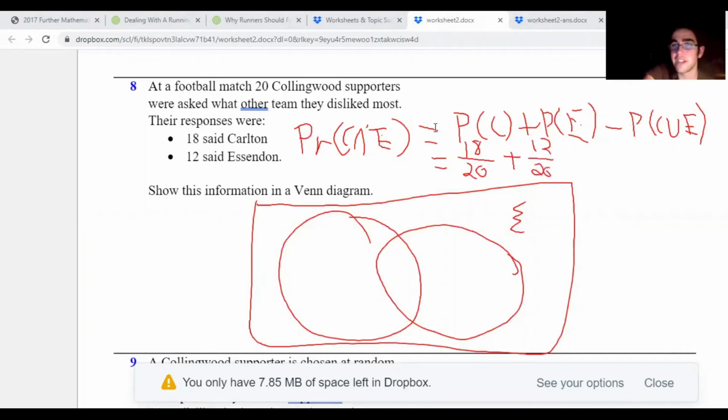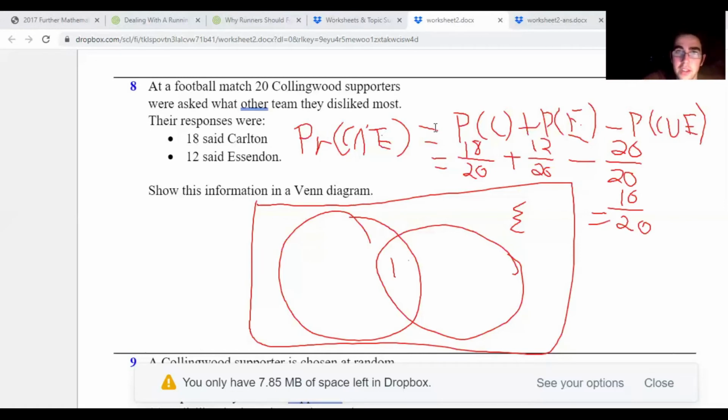Now, the harder part is recognising what the probability of Carlton or Essendon will be. Essentially, what you need to realise is that none of these responses said that they didn't like either of them. That's really important to know, because that means the total who dislike Carlton or Essendon is 20 out of 20. So therefore, we're actually going to take away 20 over 20, and by doing so, we can find out that there's 10 out of the 20 that dislike Carlton and Essendon.